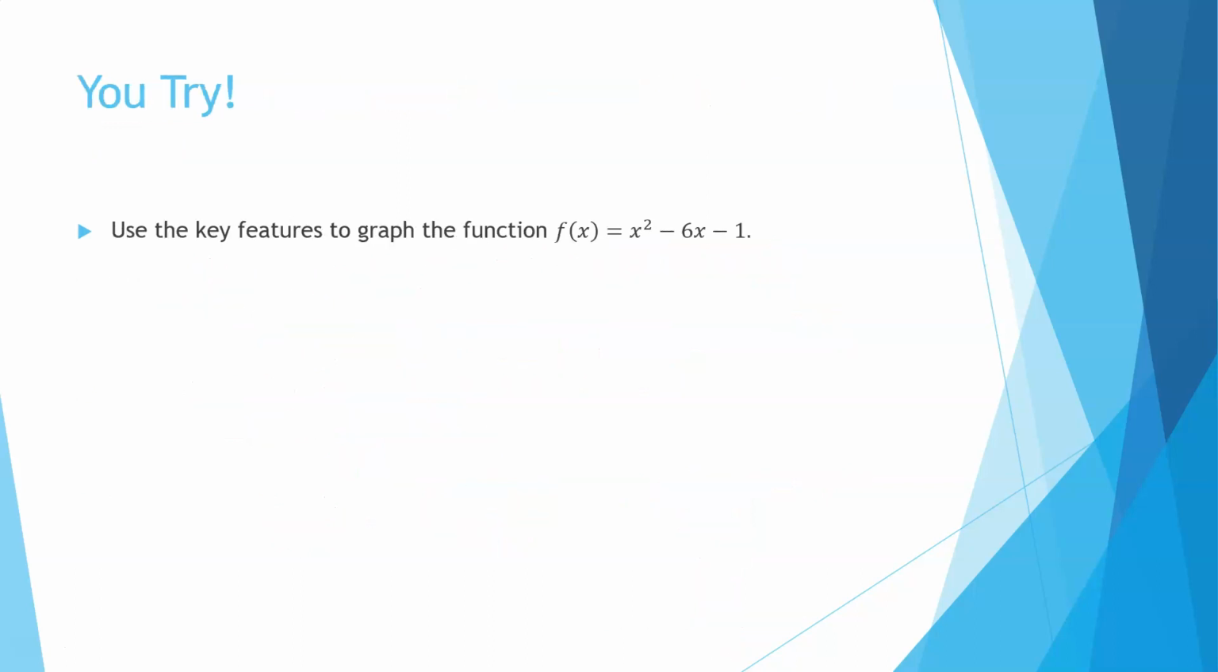Okay, go ahead and pause it. And I want you then to try this one on your own. You're going to use the key features to graph the function f of x equals x squared minus 6x minus 1. So pause it and go through those steps. Find the vertex, find the axis of symmetry, find the y-intercept, and then graph.